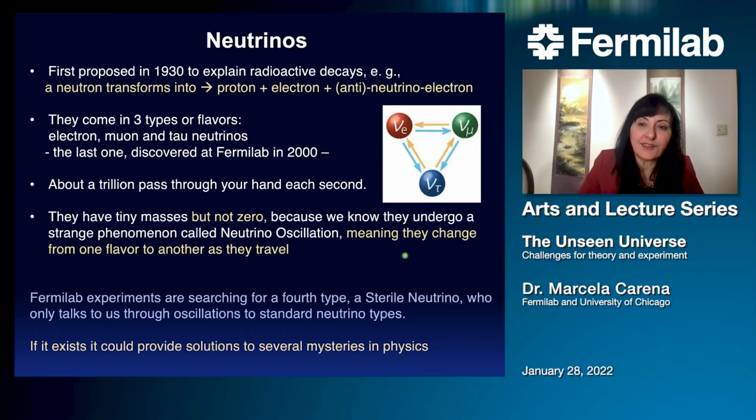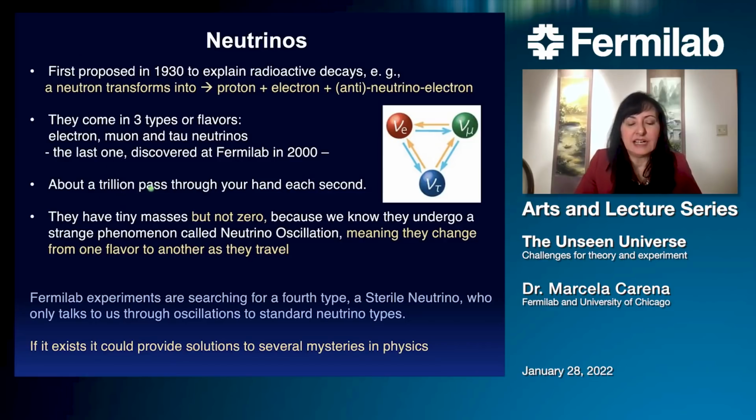So neutrinos, as far as we know, come in three types of flavors: the ones that come with electrons, their cousins, the muons, and there are even heavier cousins, the taus. So electron, muon, and tau neutrinos. Again, the tau neutrino was actually discovered at Fermilab in the year 2000, not so long ago.